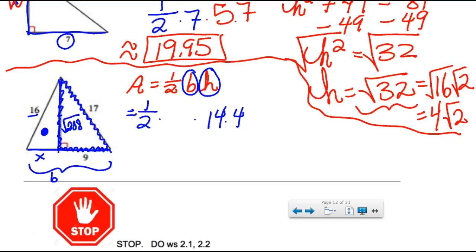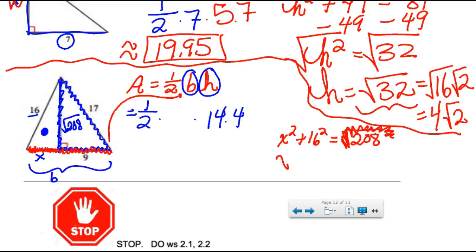So for me to find the base length, I'm going to go erase my workspace over here for height, and I'm going to go show some work for finding x, because I need it. So I can add it to 9, so I can replace that sum right here. So in order for me to find x, I'm going to say it's squared plus 16 squared is equal to the height, which was square root of 208 squared. Notice again, these undo each other. So I get a nice x squared plus 16 squared is 256.